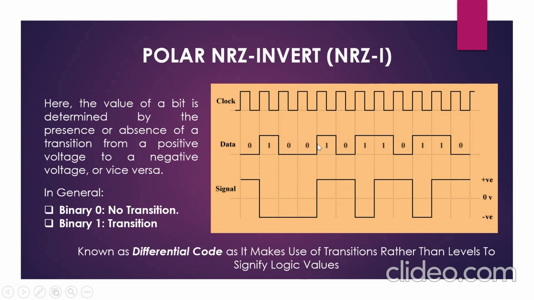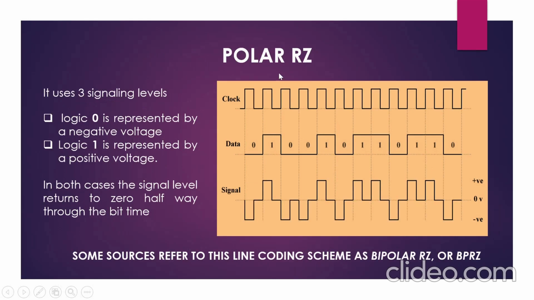values, right? So similarly we have polar RZ. It uses 3 signal levels. Logical 0, or binary 0, is represented by a negative value. Logic 1, or binary 1, is represented by a positive voltage. So in both cases the signal level returns to 0 halfway through the bit time, as you can see. So my data is 0, so 0 is represented by a negative voltage and it returns to the 0.